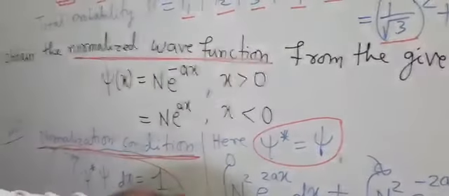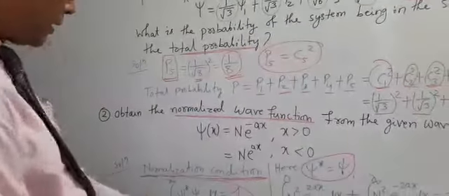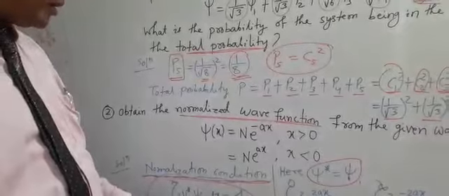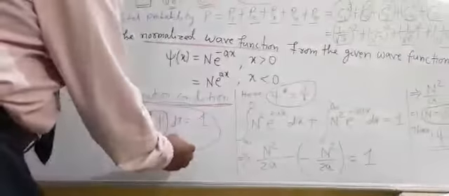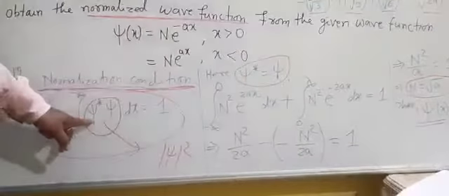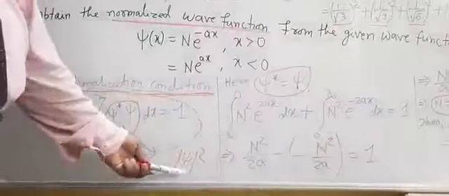The normalization condition is the integration from minus infinity to plus infinity of psi star psi dx. In some books it is written as mod psi squared, the magnitude of psi squared. You can write psi star psi or mod psi squared, the same meaning.